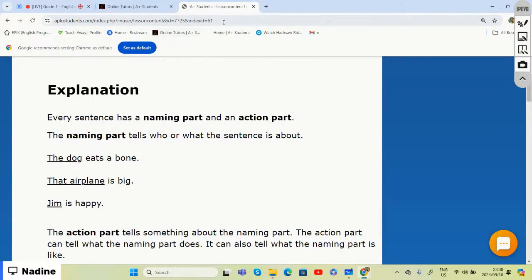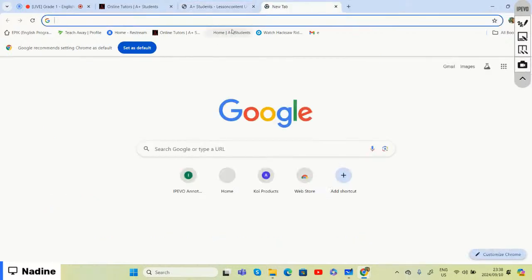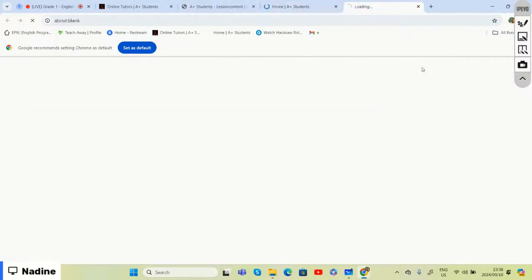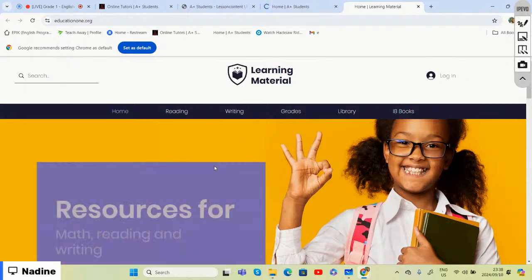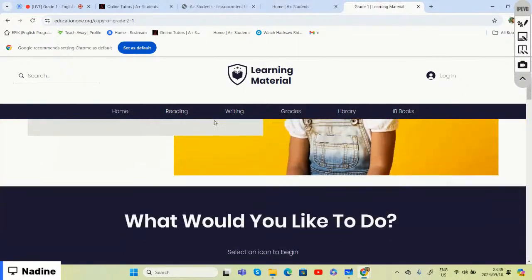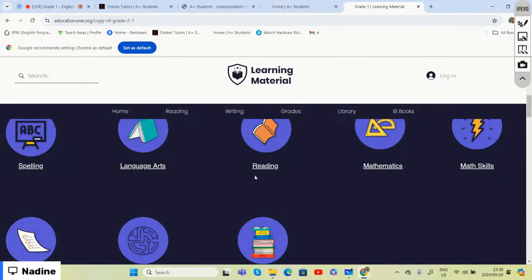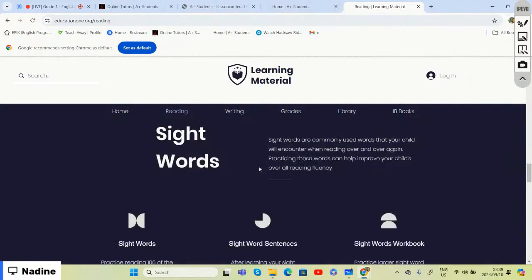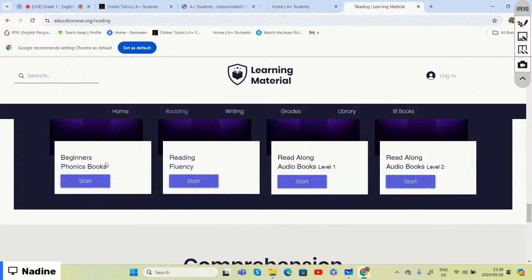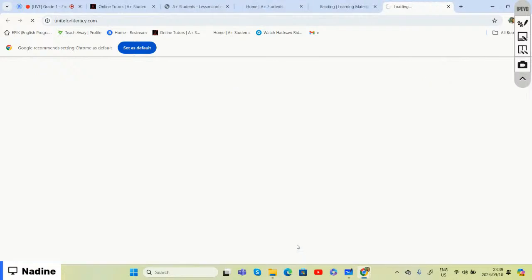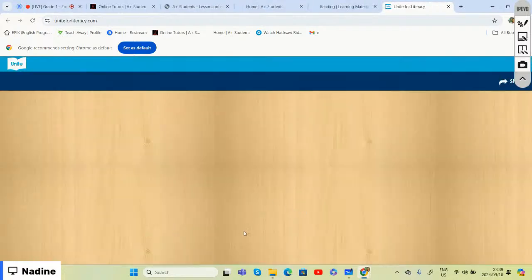All right. So now we're going to A plus students dot A plus classes.ca. We're going to grade 1. We're going to scroll down up until we get to reading. Then when it comes to reading, we're going to scroll down up until we get to these 4 purple boxes. Then we're going to read along audiobooks book 1.